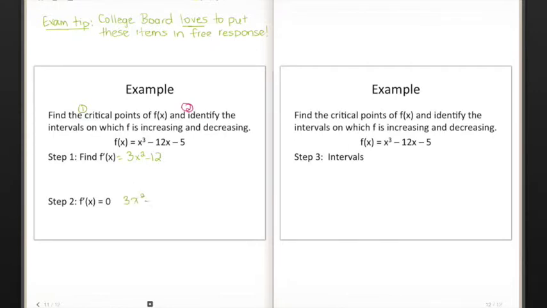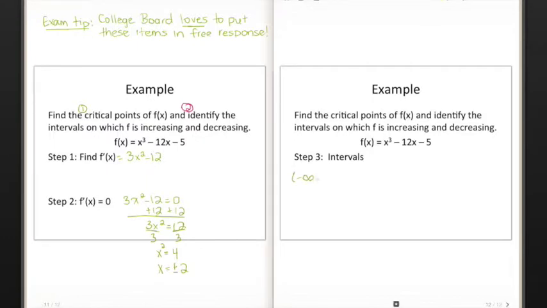So the first thing we're going to do is find the derivative. That is 3x squared minus 12. Now we need to set our derivative equal to 0. We add 12 to both sides, and we're left with 3x squared equals 12. Then we divide both sides by 3, and we get x squared equals 4, which means x equals plus or minus 2.